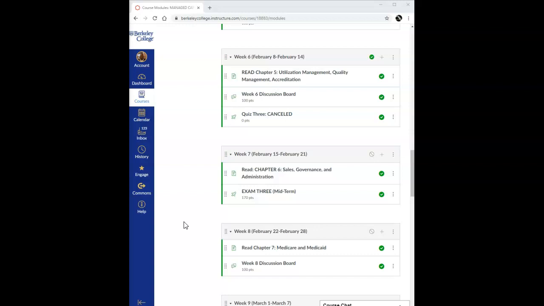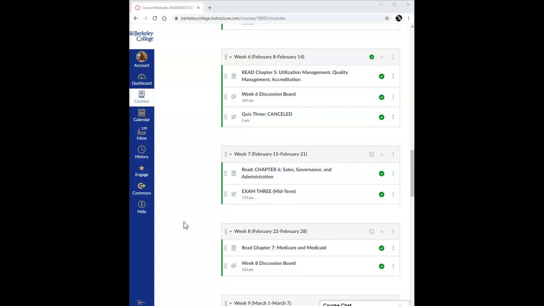You have to keep in mind the difference between, for instance, sales, marketing, governance, and management. Sales are not the same thing as marketing. Governance is not the same thing as management. Those things are clearly outlined in the e-text.